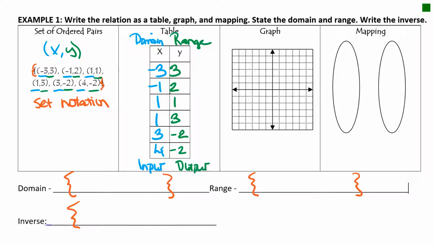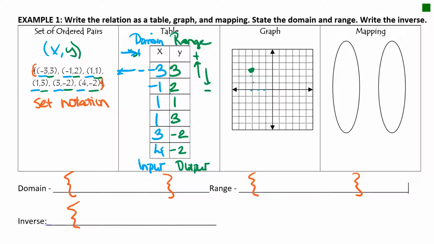When I graph them, the domain tells you to go, whoops, that should have been blue, huh? The domain tells you to go right if it's positive, left if it's negative, and this is done first. See the alphabetical order there? Blue comes before green, so you do the blue first. Range tells you, after you've gone left or right, you go up if it's positive, down if it's negative. So for this -3, 3, I'm going to go left 3. I'm not going to stop there. I'm then going to go up 3. That gives me my ordered pair.